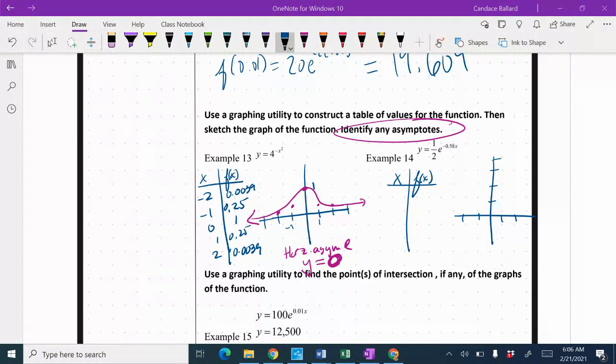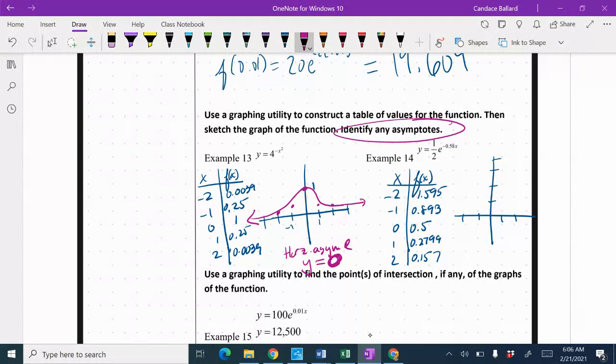So we're going to have negative 2, negative 1, 0, 1, and 2. And we have 1.59, probably 1.5, 0.893, 0.5, 0.2799, and 1.157. Being a little lazy, I'm not rounding, so it doesn't matter because we're going to plot these. Okay, so let's go ahead and plot these on our xy axis.